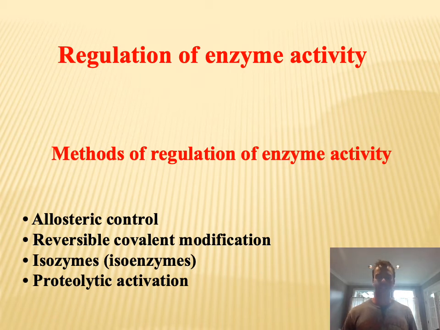So beyond just inhibition, there are other ways to regulate enzyme activity. You can do allosteric control, reversible covalent modifications, which we talked a little bit about. You can have isozymes, so enzymes like hexokinase that we talked about, that can catalyze the same reaction as other enzymes. They're just different forms, and they have different enzymatic properties. You can also have proteolytic activation, and we'll talk through some examples of each of these.